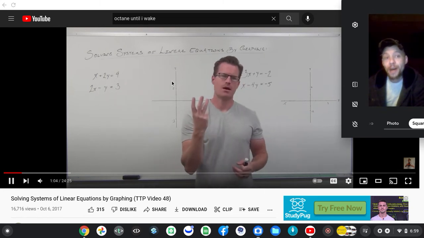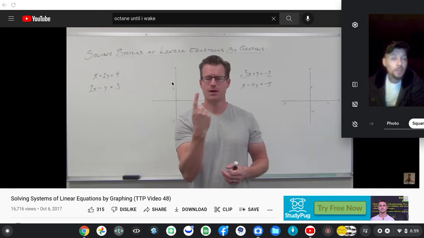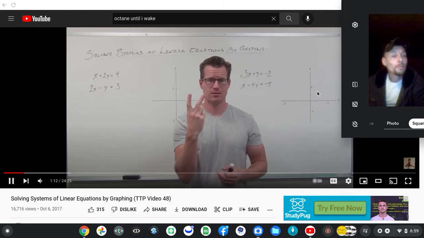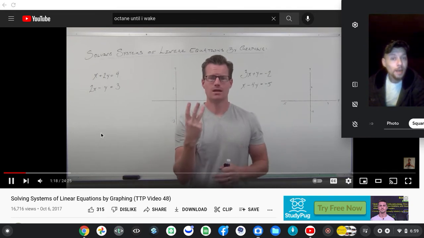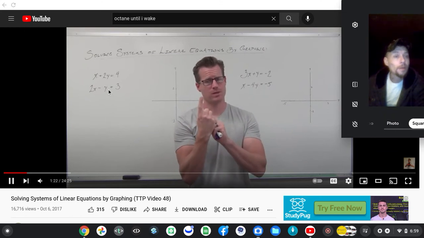The most common case is they cross at one point, if they intersect. The other cases are they're parallel, which means they never intersect, or they're the same exact line, in which case they always cross. There's lots of them, infinite solutions. Most of the time we get one solution.